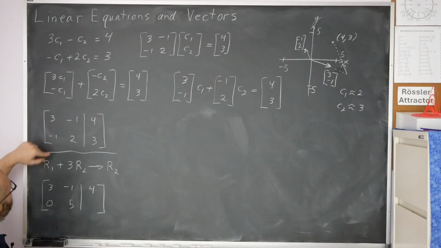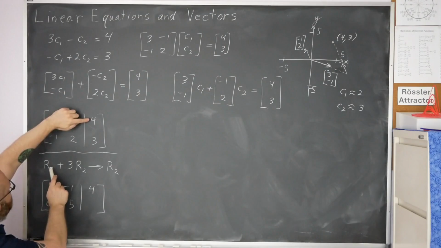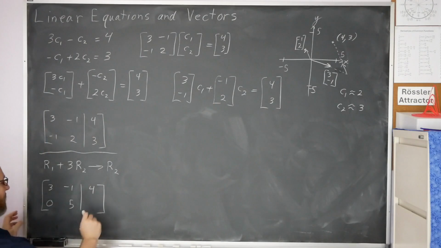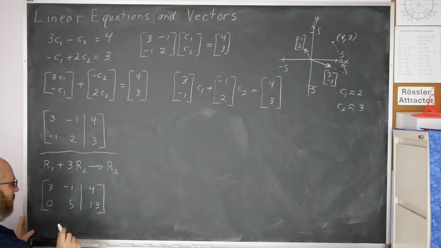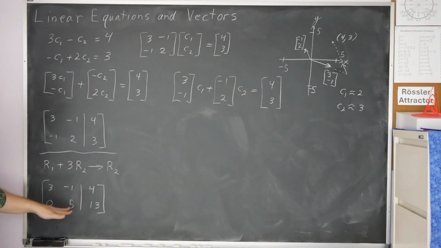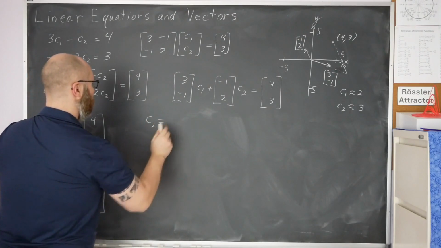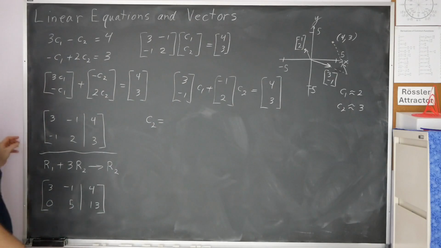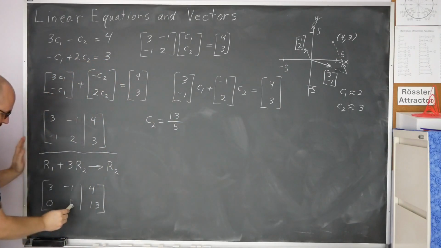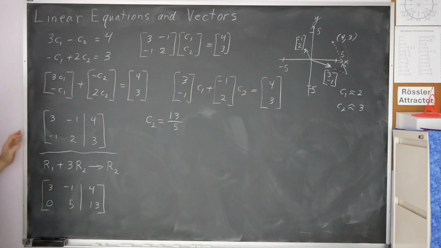And here I get 1 times 4 plus 3 times 3. Okay, so 4 plus 9, I think that's 13. So then I can go ahead and solve from there. From that, I know that C2 times 5 equals 13, so that's going to mean C2 is equal to 13 fifths. If I take 13 fifths times 5, then I'll get 13 equals 13.